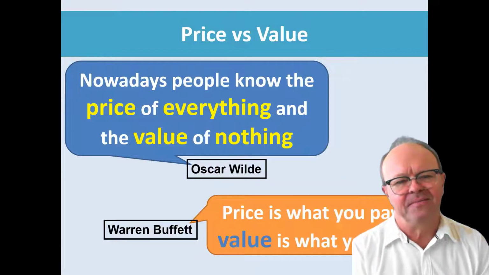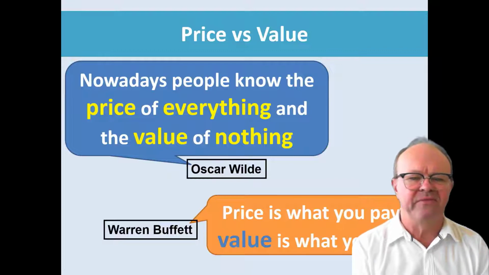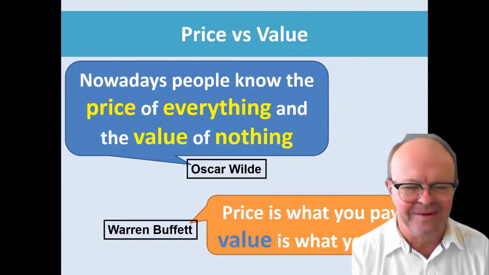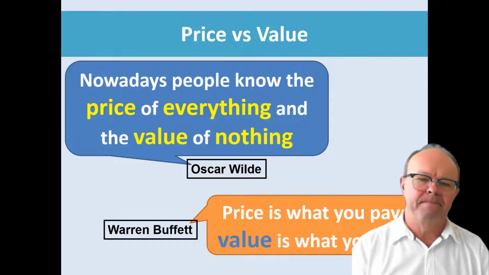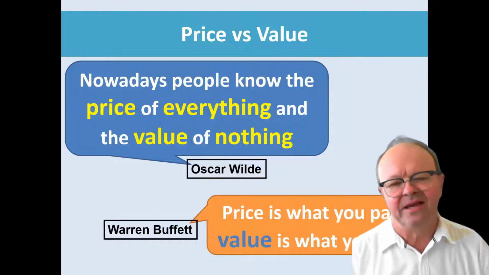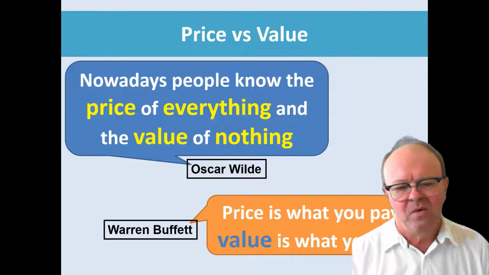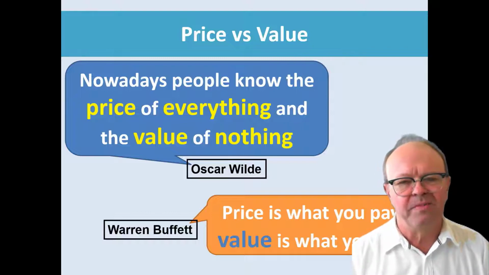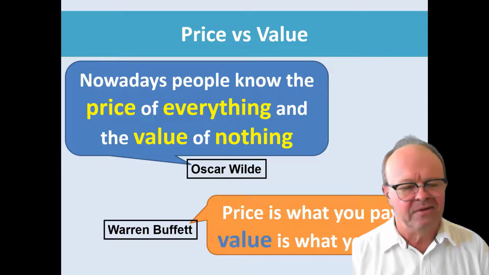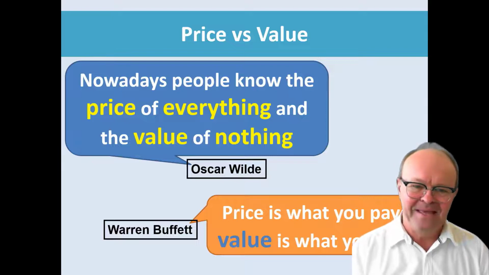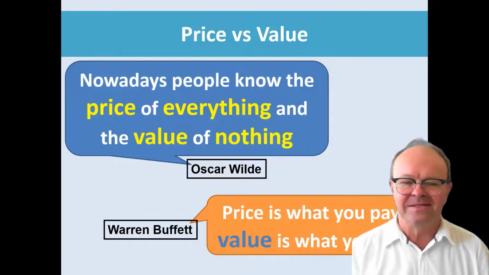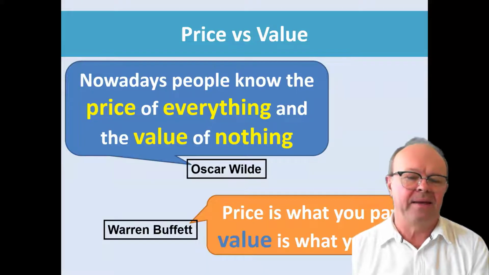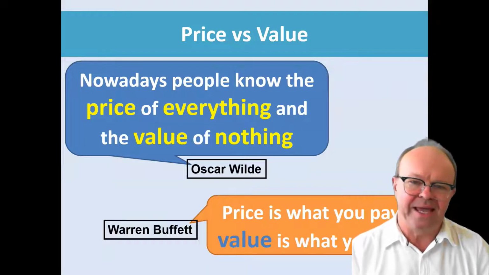Price versus value. Nowadays, people know the price of everything and the value of nothing. That was Oscar Wilde 100 years ago. Warren Buffett said, price is what you pay. Value is what you get. So you buy something, it can be shares, it can be a car, it can be a house. Price is what you pay, but value is what you get.